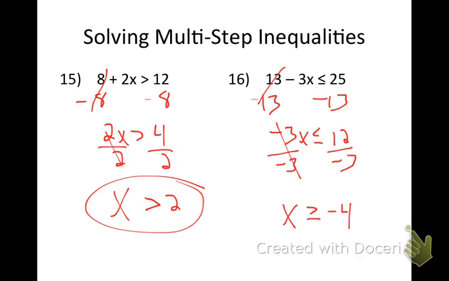Now, would negative 4 be a solution here, Joe? Yes, sir. Why is negative 4 a solution now? Because it's greater than or equal to. Yes, greater than or equal to. That equal to means now it can be part of the solution. Nice job.